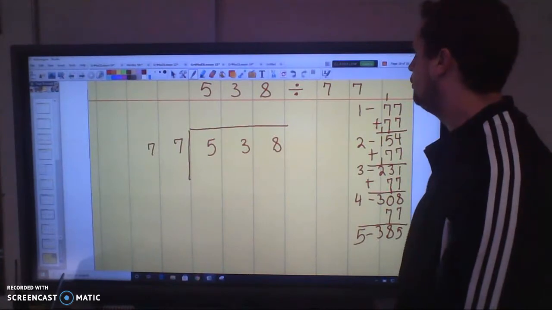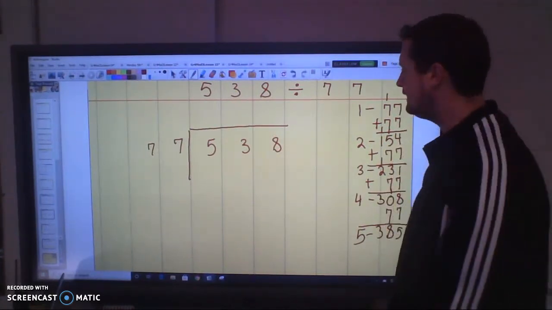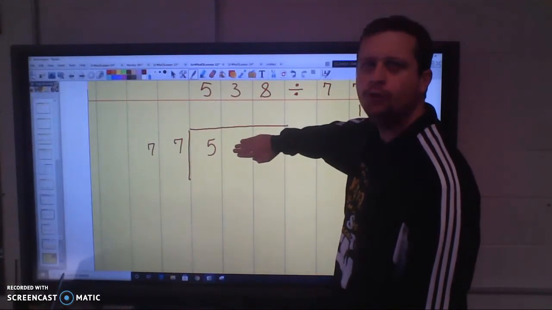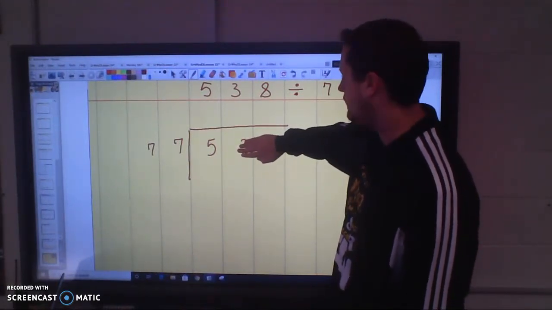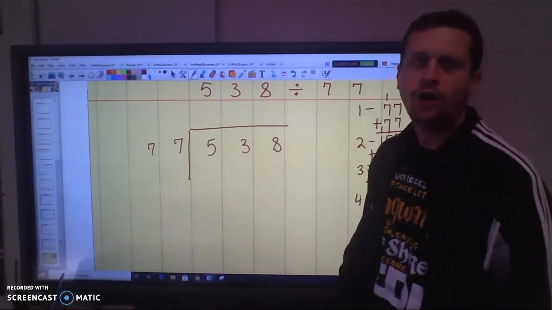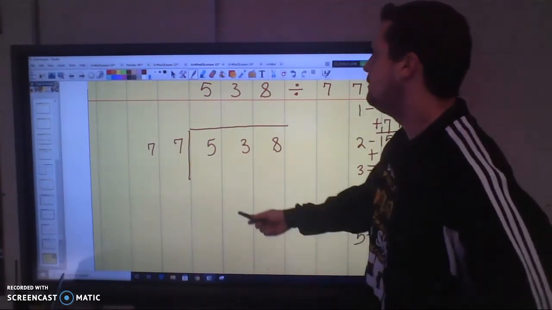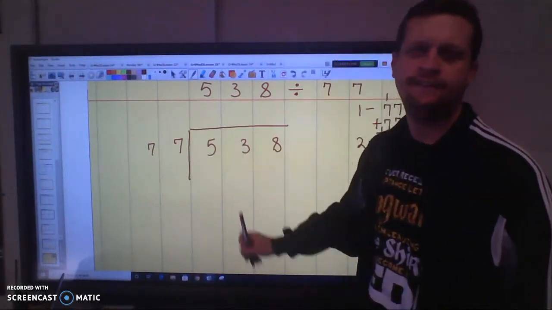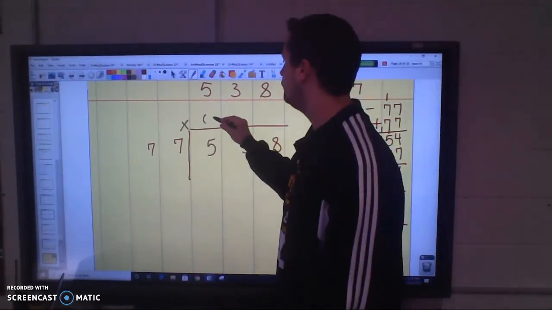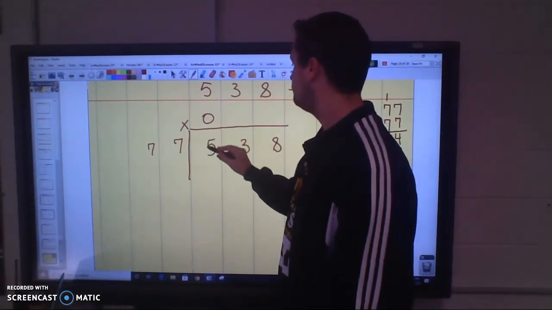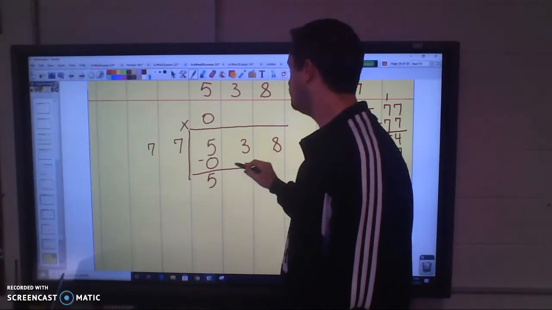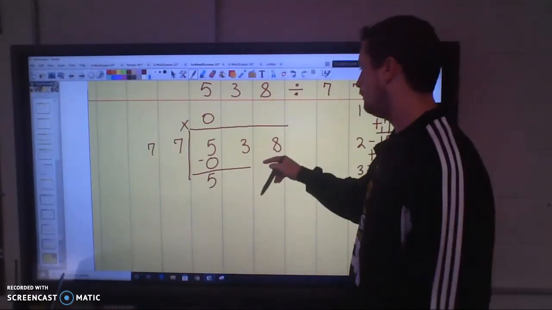Okay, so I'm going to take a look at just the 5. Well, how many groups of 77 can you make out of 5? You can't make any groups of 77 out of 5. You don't have enough. Okay, so just like we did last time, we put a 0 here. 77 times 0 is 0. Subtract 5. Just bring down one number. Don't bring down all of them.